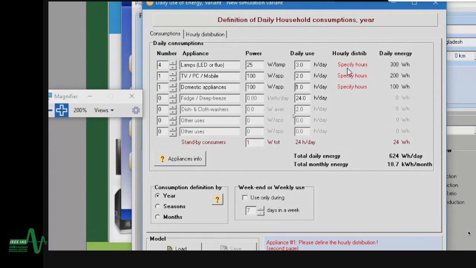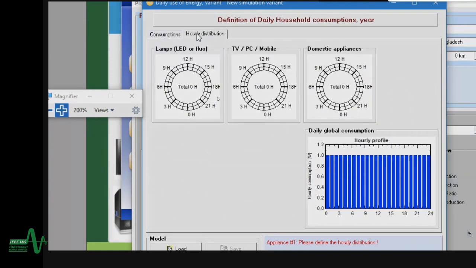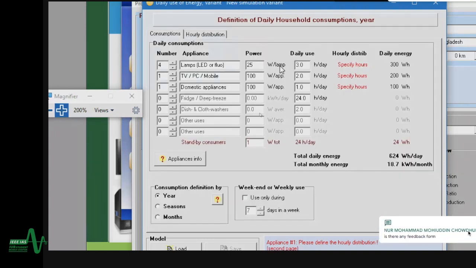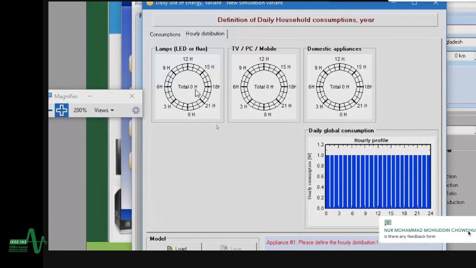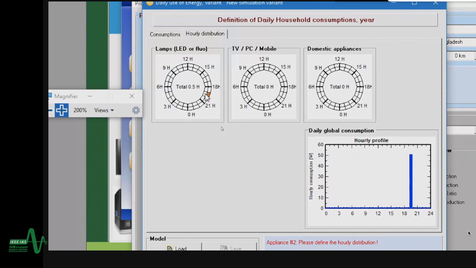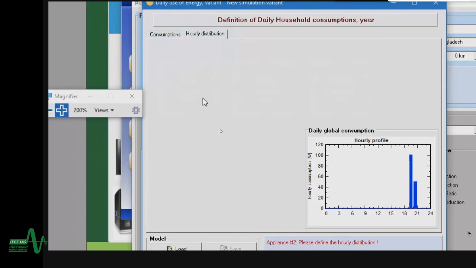Now there's a warning sign for hourly distribution: specify hours. So let's come to hourly distribution. First of all, it shows lamps, 3 hours per day. So consider when you will switch on your lamp. Let's say from 7 p.m. to 8, 9. 7 will be 19. It shows 1 hour.